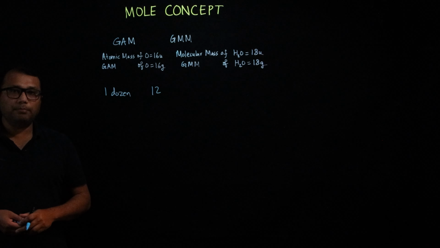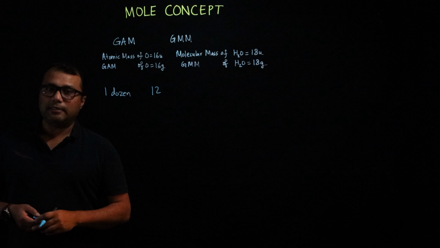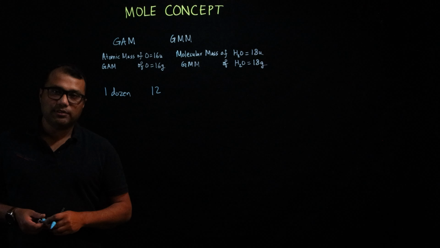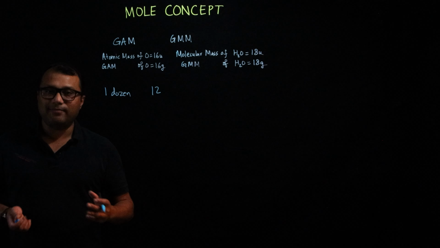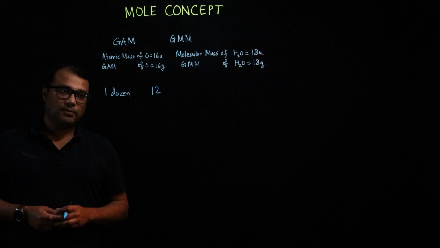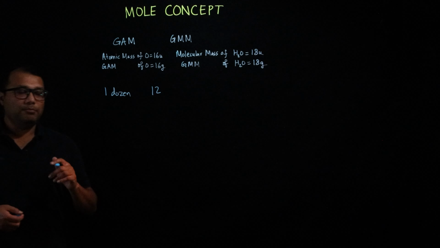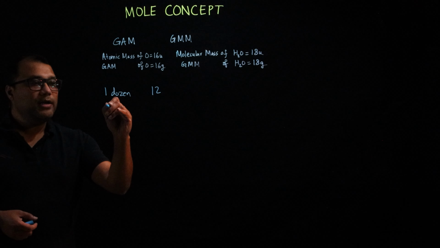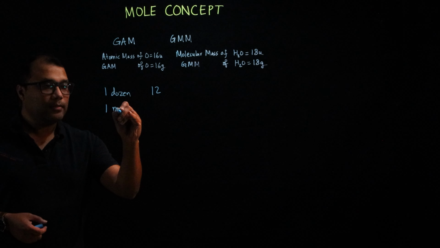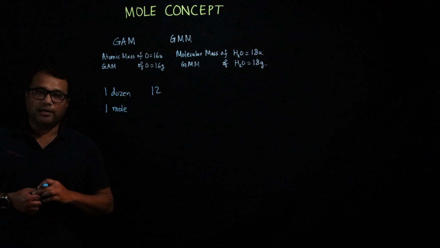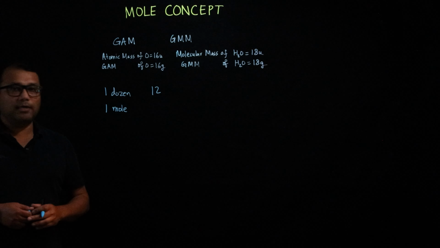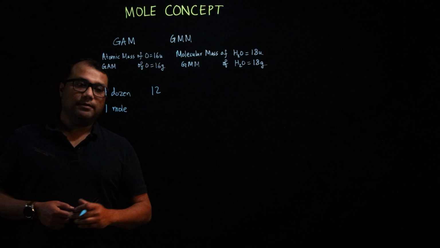Okay, it can be 1 dozen of apples, 1 dozen of oranges, it can be 1 dozen of anything. It means 12 apples, 12 oranges and such. Similarly, 1 mole is also a number. It is just a number, nothing else, just like a dozen.